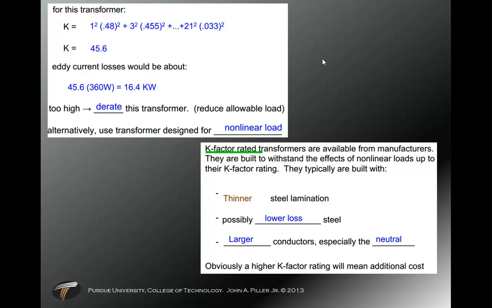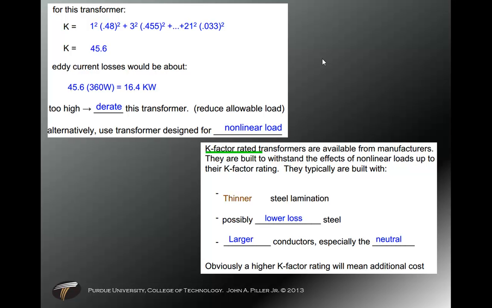The K-factor rated transformers are available from manufacturers and built to withstand the effects of the nonlinear load. They're K rated. Typically they're built with thinner steel lamination, possibly a lower loss type steel, and larger conductors, especially on the neutral. So what does that mean? Well, again, we didn't talk about the magnetics. But a core of a transformer isn't a solid chunk of steel. It's laminated. It's built up, generally speaking, of thin sheets.